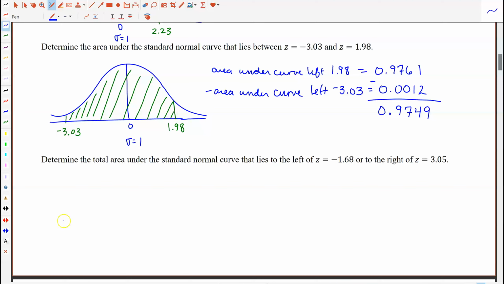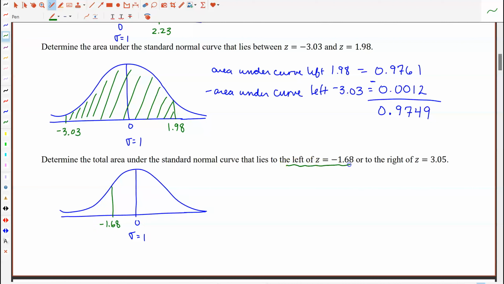So if I sketch again for myself a standard normal curve, it has a mean of 0 and a standard deviation of 1. And I'm going to put down the markers for the values that are under consideration. So I have negative 1.68, so the negative is going to be to the left of 0. So I put down a marker for negative 1.68. And with respect to that value, I want to be to the left of it. So I'm going to shade the region under my standard normal curve to the left of it.